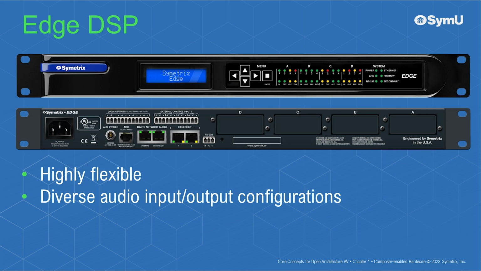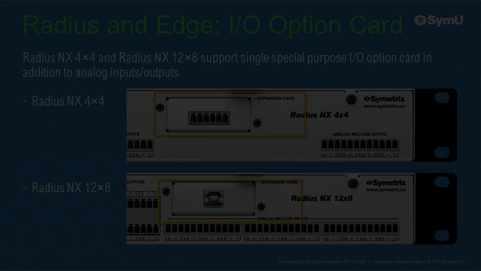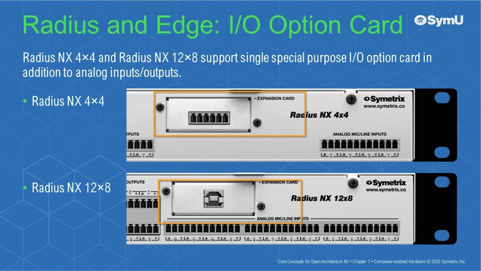The Edge is best suited for applications requiring highly flexible or diverse audio input and output configurations. Edge supports 4 customizable input-output option cards and by default has no analog inputs or outputs. Radius NX 4x4 and Radius NX 12x8 support a single special-purpose I/O option card in addition to their analog inputs and outputs.